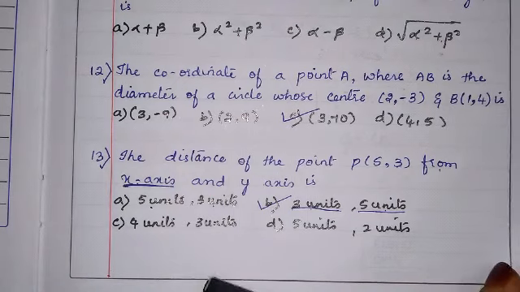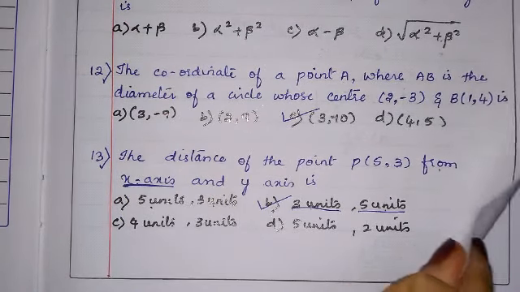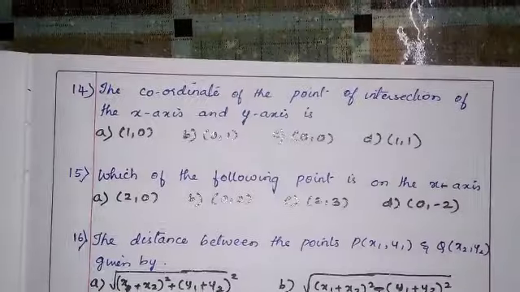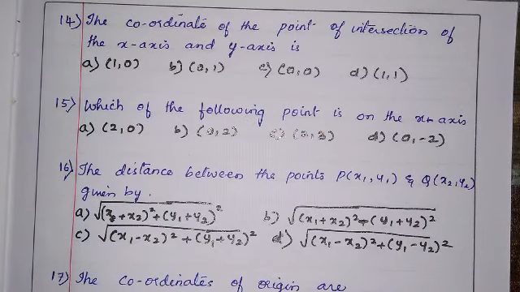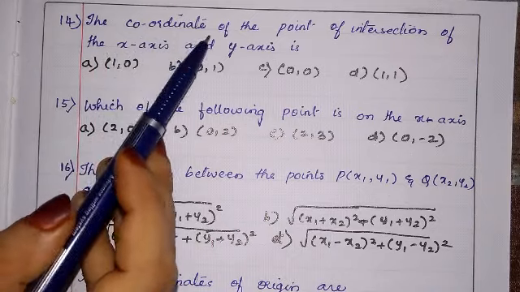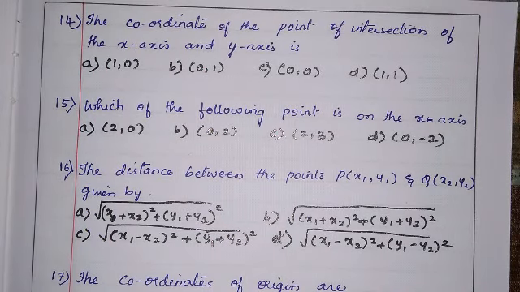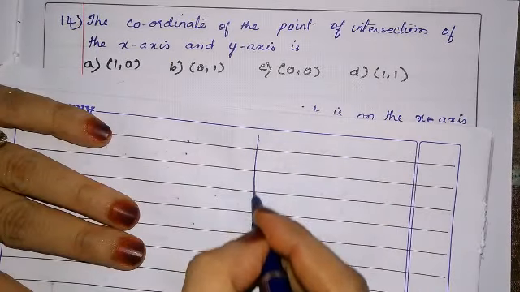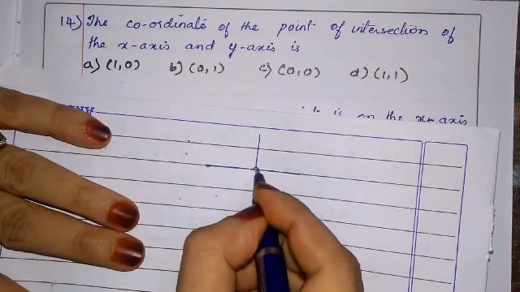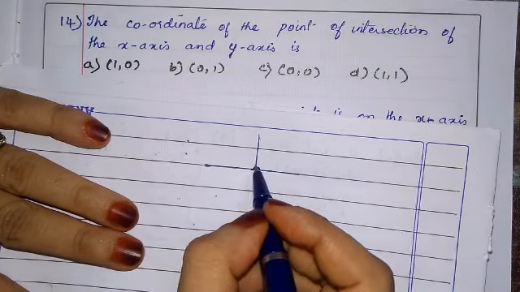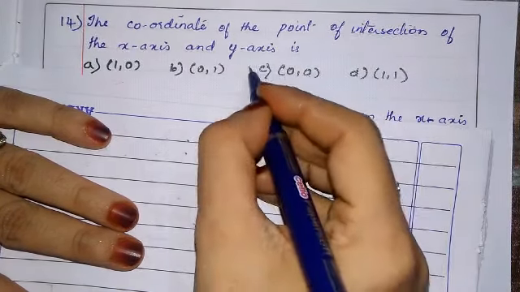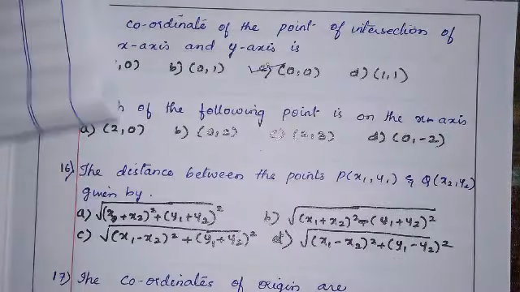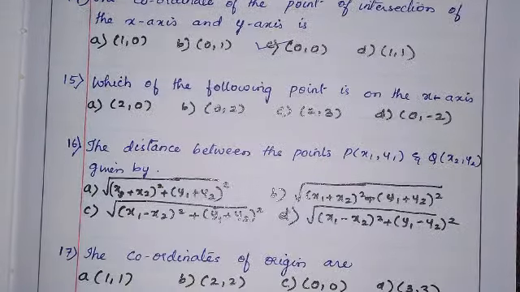Okay. Now the next question is question number 14. Let us see question number 14. The coordinates of the point of intersection of the x-axis and y-axis are. Where do they intersect? At the origin, and the origin is nothing but (0, 0). See, (0, 0) is the origin. Okay, now question number 15.